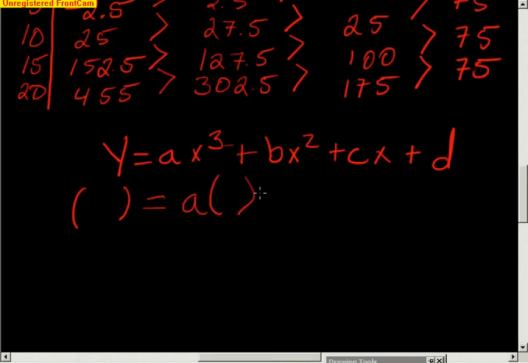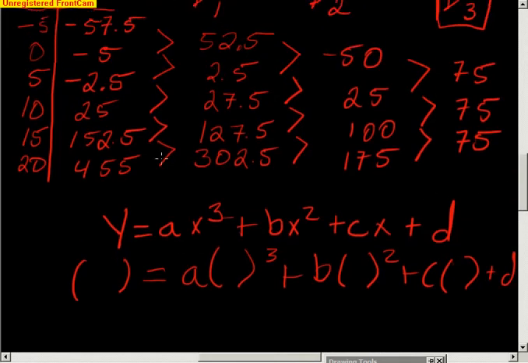All right, a times my x cubed, I'm going to take this x and square it, I'm going to take this x and just leave it, and then I have my d right here. So let's consider what we would pop in here. I can pop in for my y.